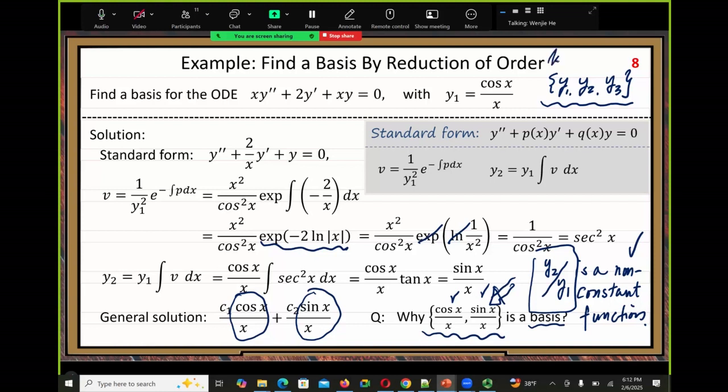So what's that? k1 times y1 plus k2 times y2 plus k3 times y3 equals 0. If you can find k1, k2, k3 such that the linear combination of these three functions results in a zero function, then we say these three functions are linearly dependent. For independence, you can never find such constants k1, k2, k3 such that the linear combination equals the zero function. That's the definition.